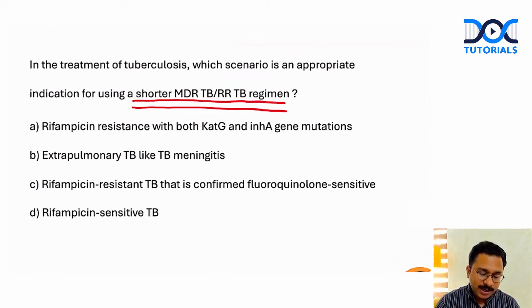The first one, rifampicin resistance with both CAT-G and INH-A. In this case, you will have to go for the longer regimen and not the shorter regimen. I am eliminating option A.